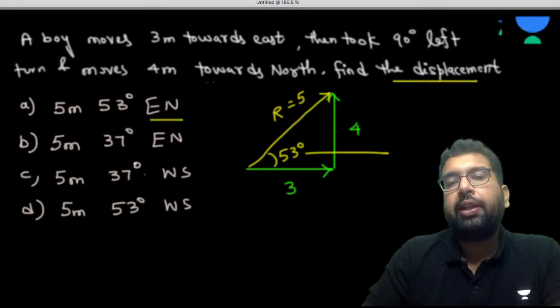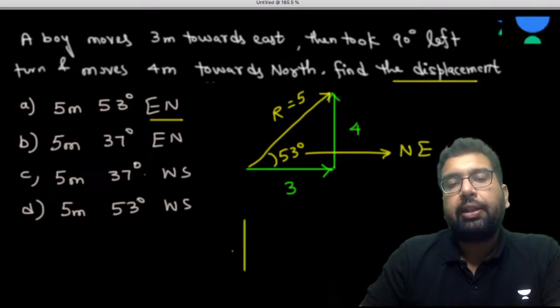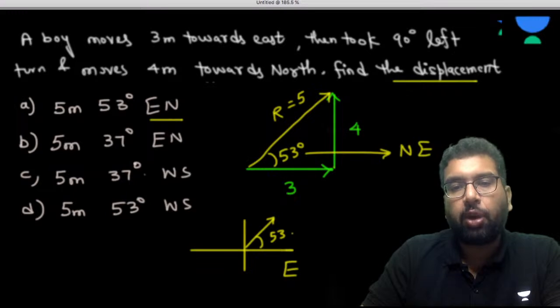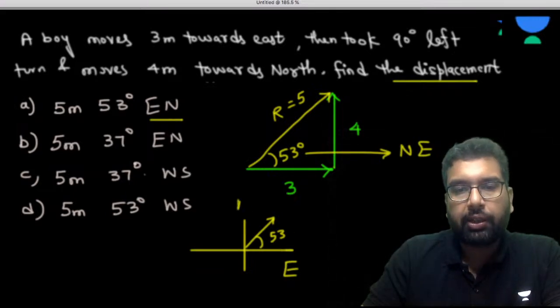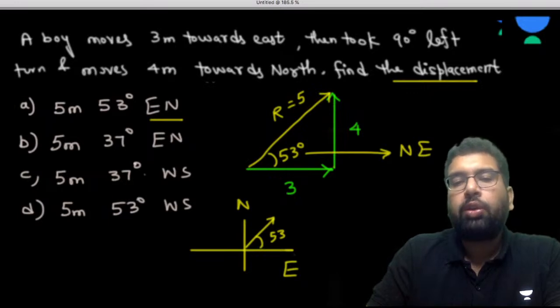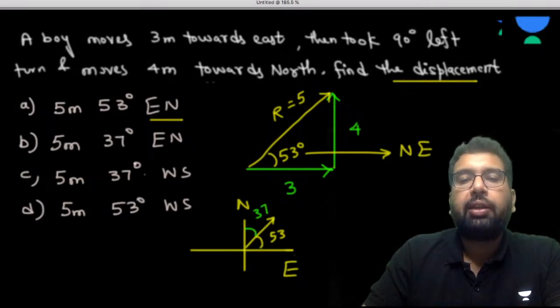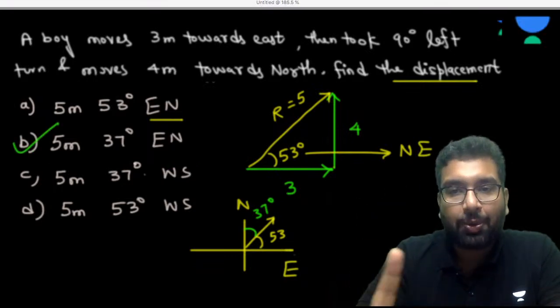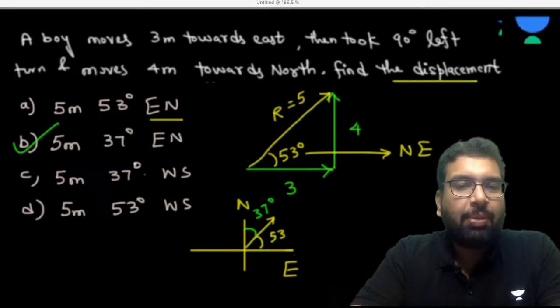So this is 53 degree north of east, because this is east. Sorry, it is 53 degree north of east. This is north, this is east. So it is basically 37 degree east of north. So this is going to be your B option. Don't get trapped into the east-north thing. Will you be able to do it? Yes, sir, of course we'll be able to do it.